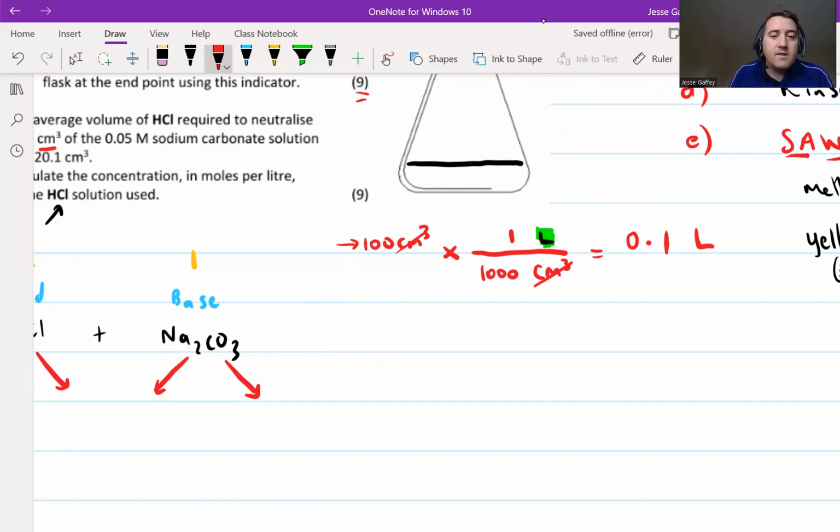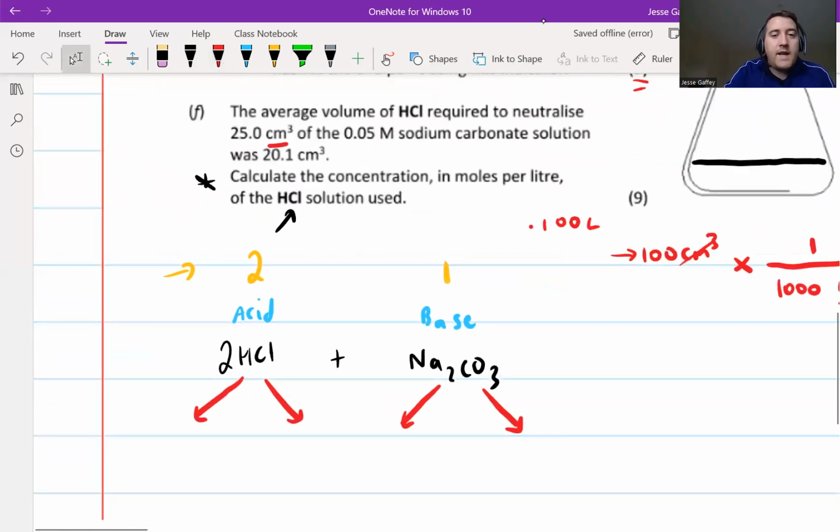Another way you can think of this is if you have 100 centimeters cubed, that's 100.0. To convert to liters, you just move the decimal place 1, 2, 3 places to the left, so this becomes 0.1 liters. All right, so let's apply that here.